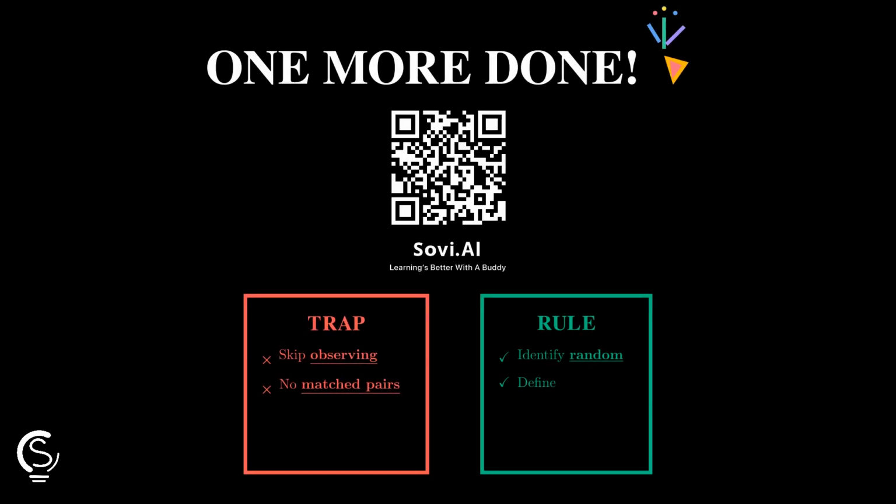Don't fall for observational traps. Always identify random assignment to define your experimental study correctly.